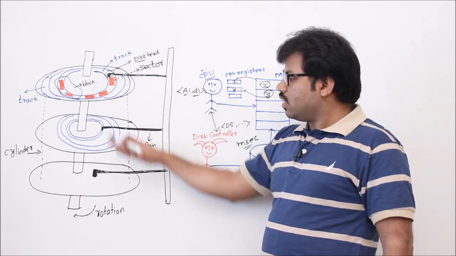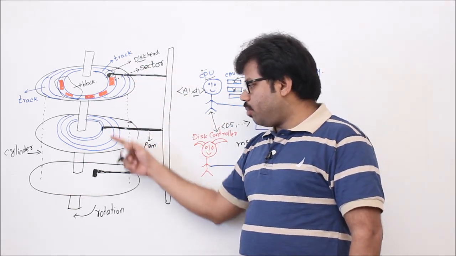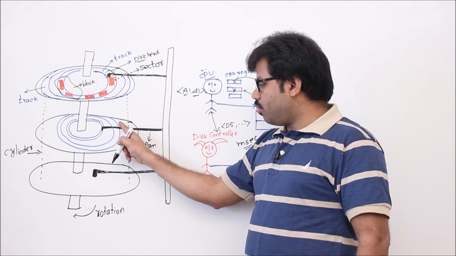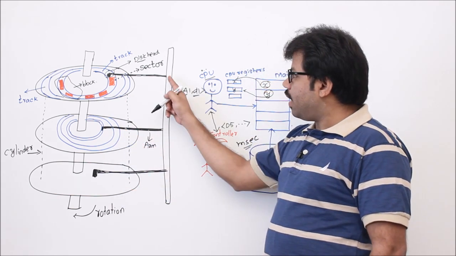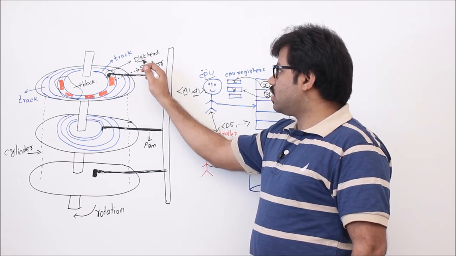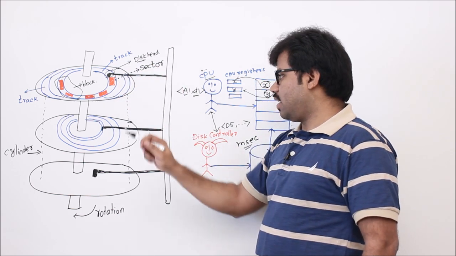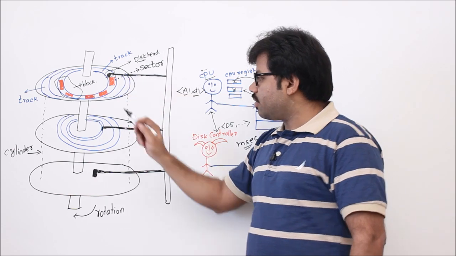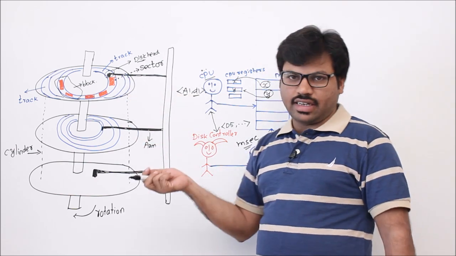So this is your disk. Generally your disk will have multiple plates: plate number 1, plate number 2, plate number 3. Every plate is attached to, see here, one IO head, otherwise called the disk head. This black color thing is the disk head. So every plate has a head. The purpose of the head is just to read the data.